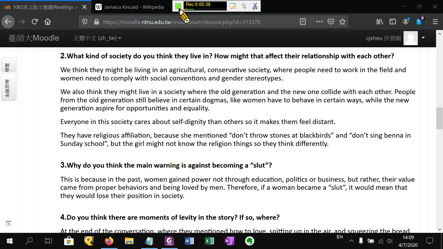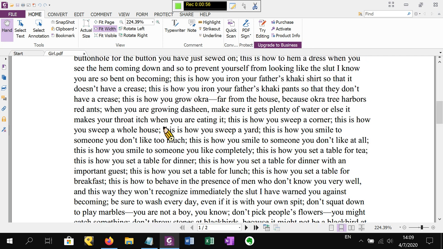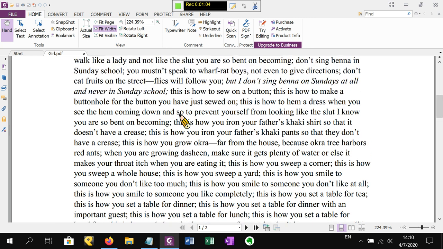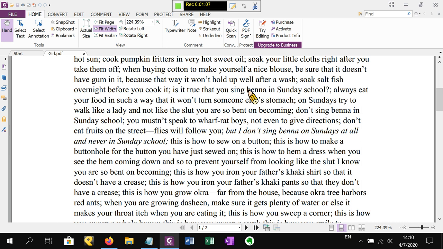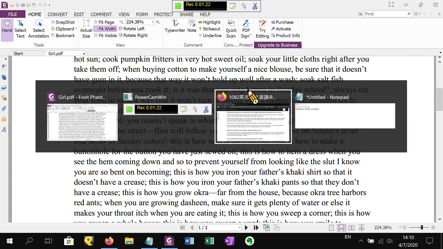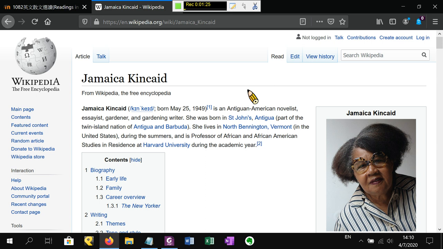But it's also worth noting, as some of you mentioned, that it's not just any conservative traditional society. There are special words in the story that draw our attention to the specific kind of society that it is. Dashing as a kind of food. In Sunday school, these words all point to the possibility that this is a Caribbean society. And in fact, if you go look at the author's background, for example, first of all, her name is Jamaica, and of course, Jamaica is a Caribbean country.